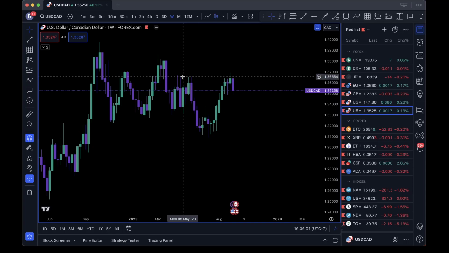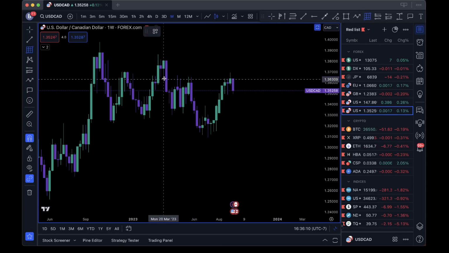We did displace this high. No, we didn't displace this high. We did close above it, but we've raided the liquidity above here. There is an order block that we have to be mindful of on USD CAD.